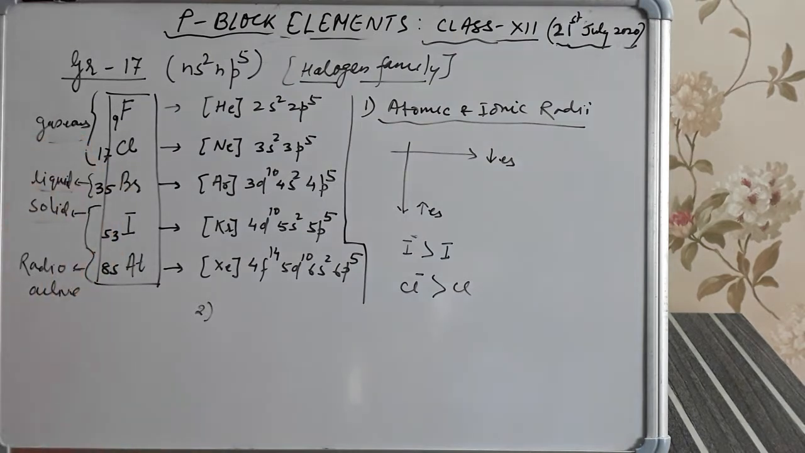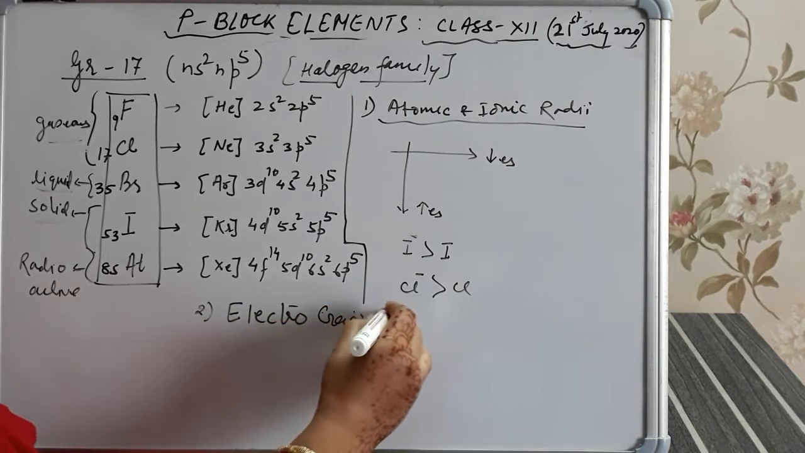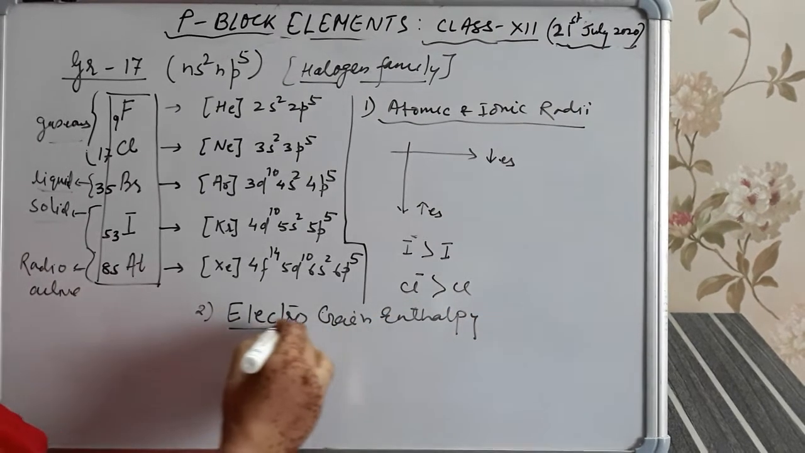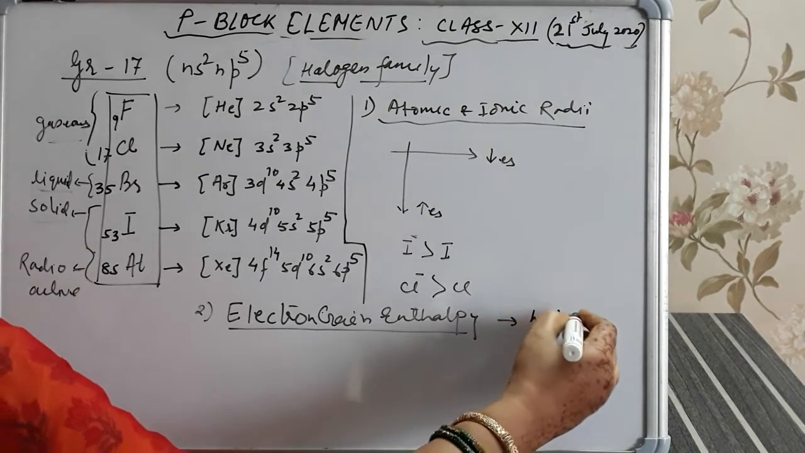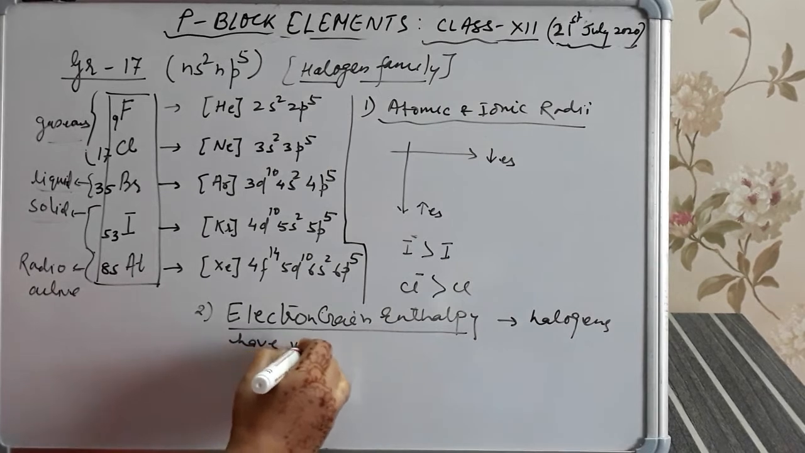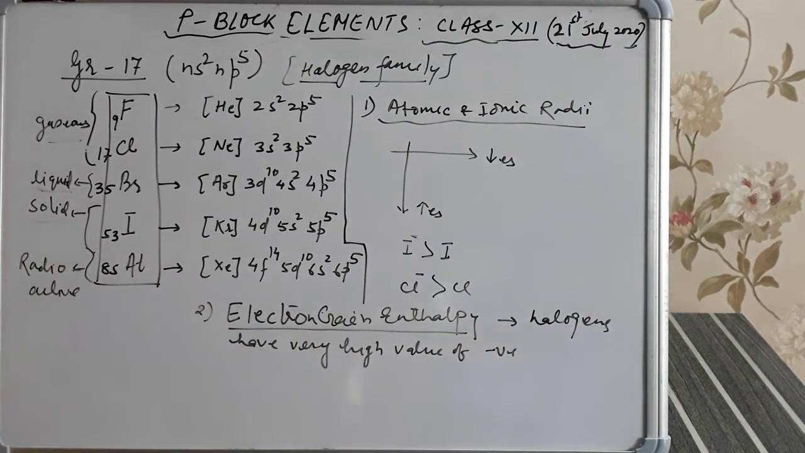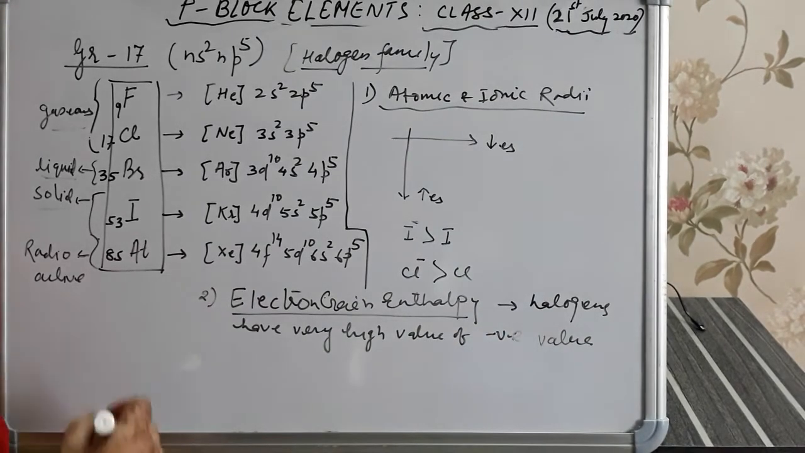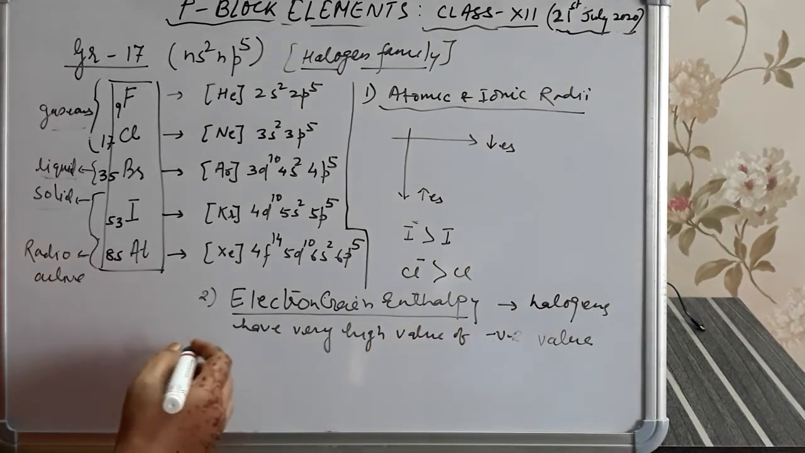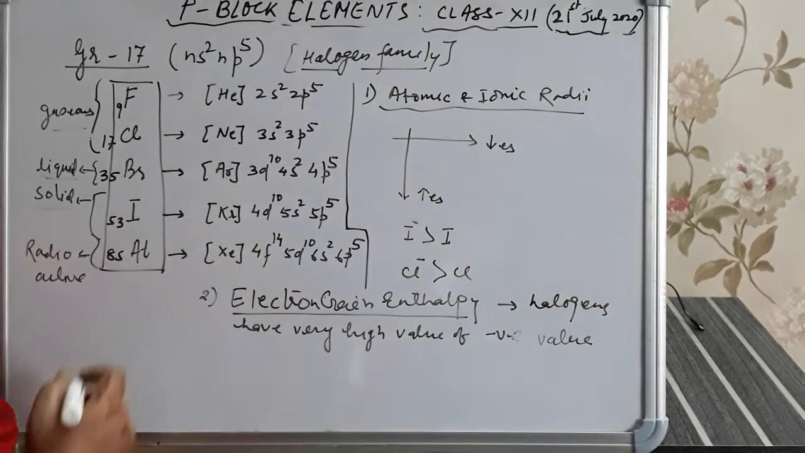Let's talk about the next characteristic, called electron gain enthalpy, because non-metals have a tendency to accept electrons and energy is released. Halogens have a very high negative electron gain enthalpy value, the maximum electron gain enthalpy in a period, moving left to right.